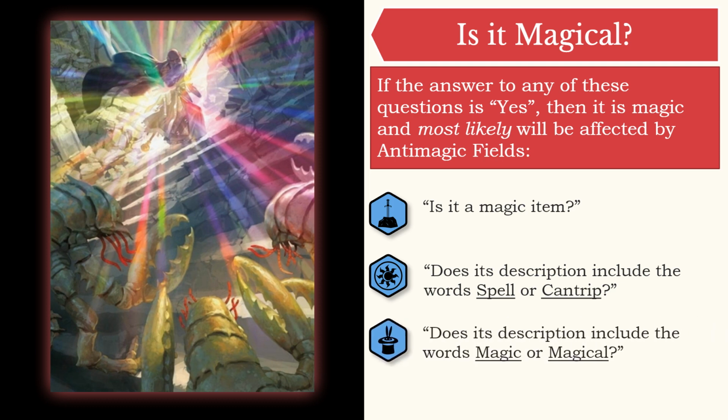The third question is, do the words magic or magical appear in the description? This would include any special ability that is magical but is not defined as a spell. For example, if we go back to that Beholder's Sleep Ray, we know it's not a spell because of the second question, but Beholder Eye Rays are described as being magical, therefore they do meet the criteria for being magic here.